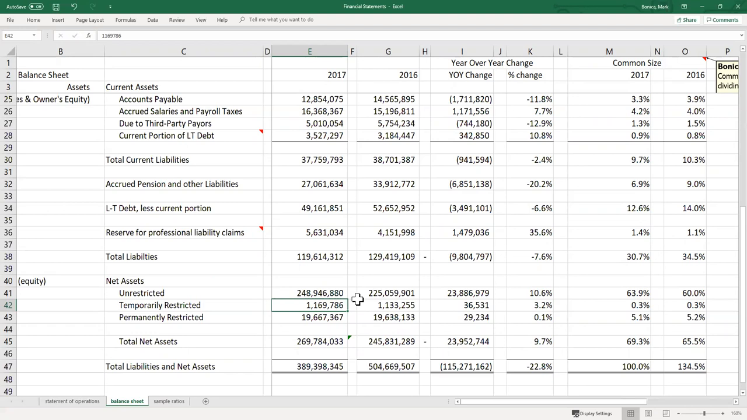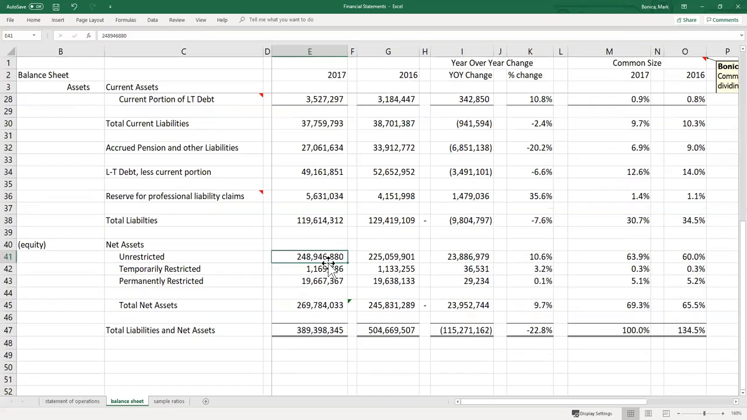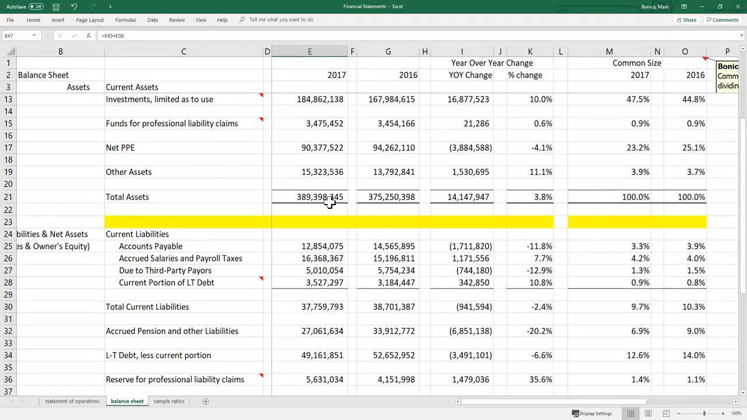And then permanently restricted is, here's some money, hospital. We want you to put it in an investment, and you can spend the interest that you earn off of this money, but you can never spend the principal. That's what permanently restricted is. And then the balance here is, so we have 119 plus 19 plus 1.1, would leave us with 248, and that's the balance, the unrestricted portion of our net assets, or our equity. So then we add total net assets and total liabilities, and that gets us 389, which matches our total assets.